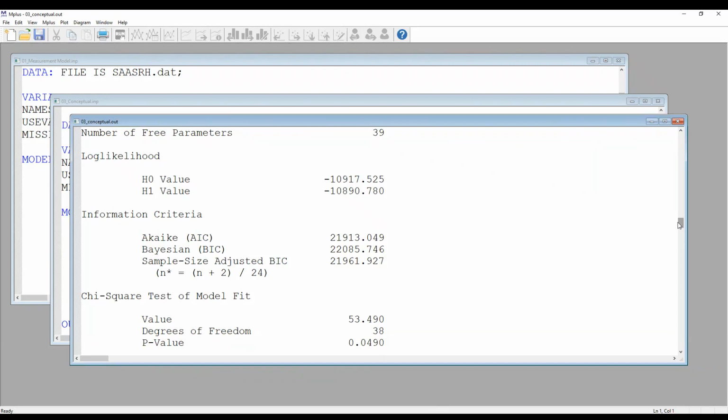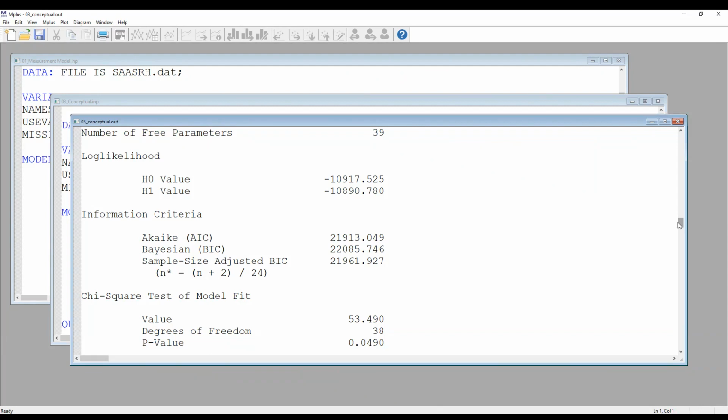Yes, Hannah? Okay, I think I got lost. So which one in this case is the simpler model? The one with the 38 degrees of freedom is the simpler model. The model that has more degrees of freedom is estimating fewer parameters. It's the simpler model. Okay, yeah, that was what I was thinking.